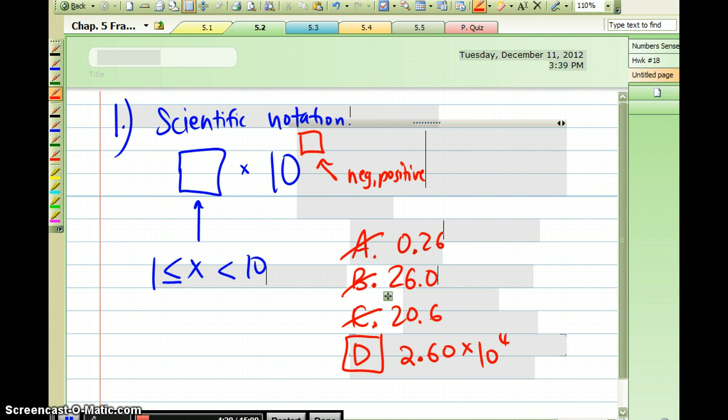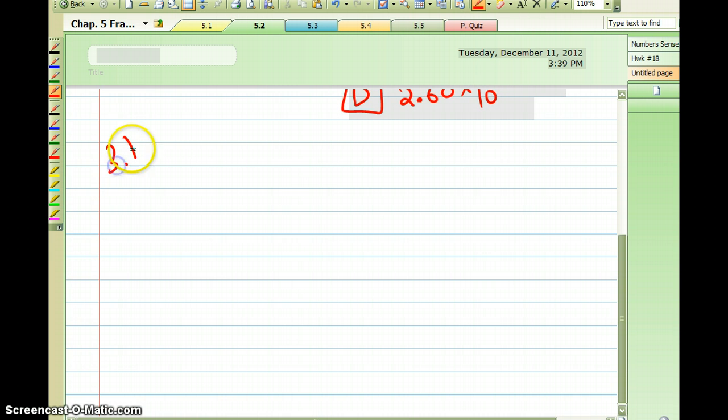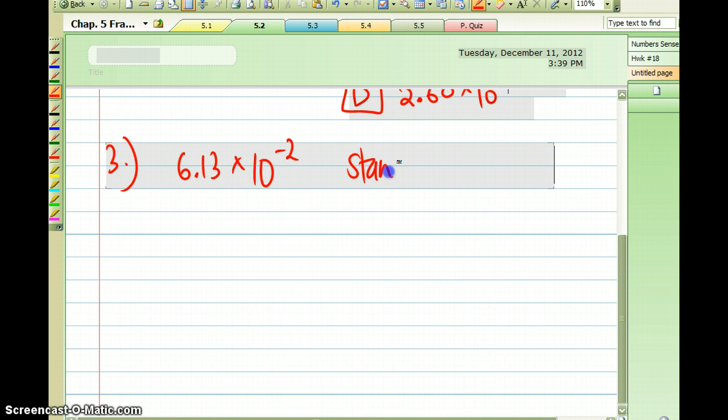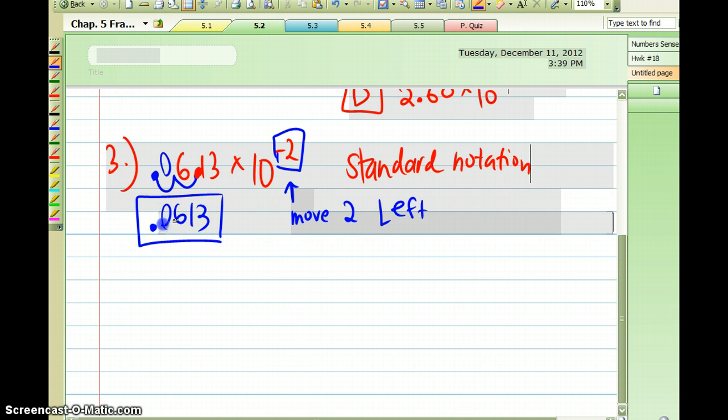Okay, I'm going to work my way down and I'm going to skip number 2. I'm going to go to number 3. Number 3, I have 6.13 times 10 to the negative 2. If I write it in standard notation, I want to take the decimal and move that decimal. Now the negative 2 is going to tell me how many times I'm going to move the decimal. I'm going to move it twice. Okay, and because it's negative, I'm going to move it to the left. If it's positive, then I move it to the right. So I'm going to take that decimal, move it 1, 2 to the left. Then I'm going to get a decimal here, add a 0 in front of the 6, then add the 6, 1, and the 3, and my answer is 0.0613.